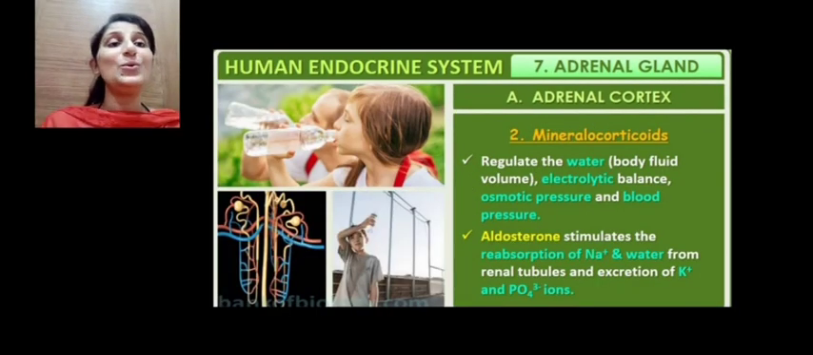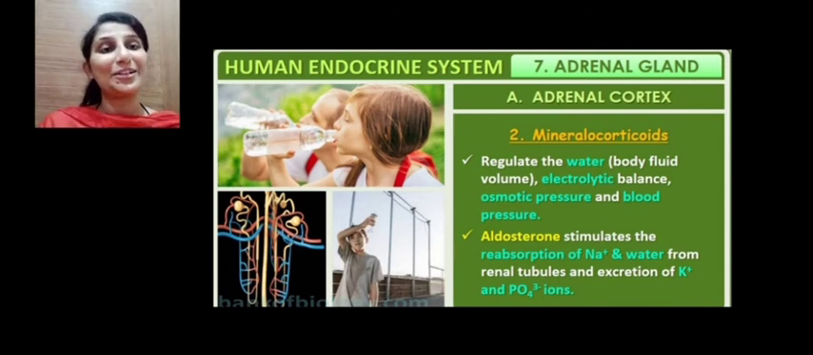Next are the mineralocorticoids, the second type of corticoids. They regulate the body fluid volume and the electrolytic balance. I told you electrolytes are charged minerals. The osmotic pressure and blood pressure are all maintained by the mineralocorticoids. We have studied aldosterone in the chapter on excretion, how aldosterone increases the glomerular filtrate rate whenever there is a decrease in body fluids. Aldosterone stimulates the reabsorption of sodium, that is electrolytes and water, from the renal tubules and the excretion of potassium and phosphate ions. So it brings about secretion and also reabsorption.